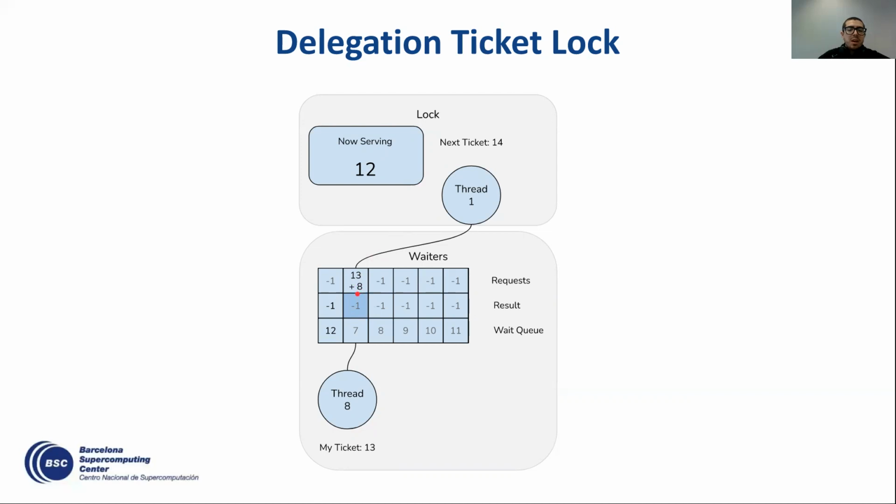When thread 8 is finally unlocked by changing the number here on the wait queue to 13, if it sees that this result has been set and is no longer this -1, for example, it will not enter the mutually exclusive region and just grab the result and use that. Otherwise, if the result is still -1, it means that the thread inside the lock did not get to see the request, and thread 8 has to enter the lock itself and grab the lock.